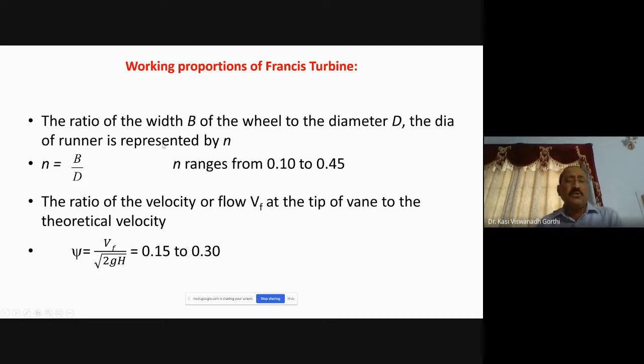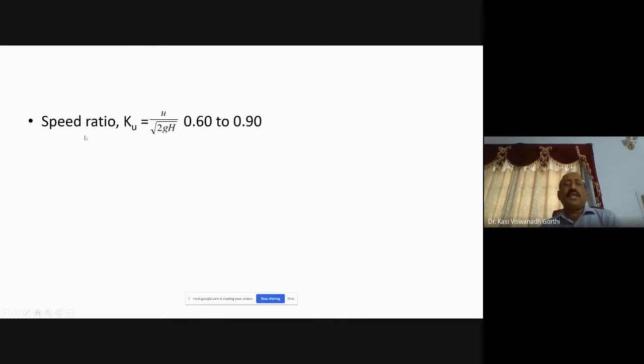One is the breadth ratio, N equal to B by D. Suitably, it can be assumed between 0.1 to 0.45 for hydraulic design considerations. Second is the flow ratio, psi, which may be 0.15 to 0.30. Then the speed ratio, Ku, may be 0.6 to 0.9.